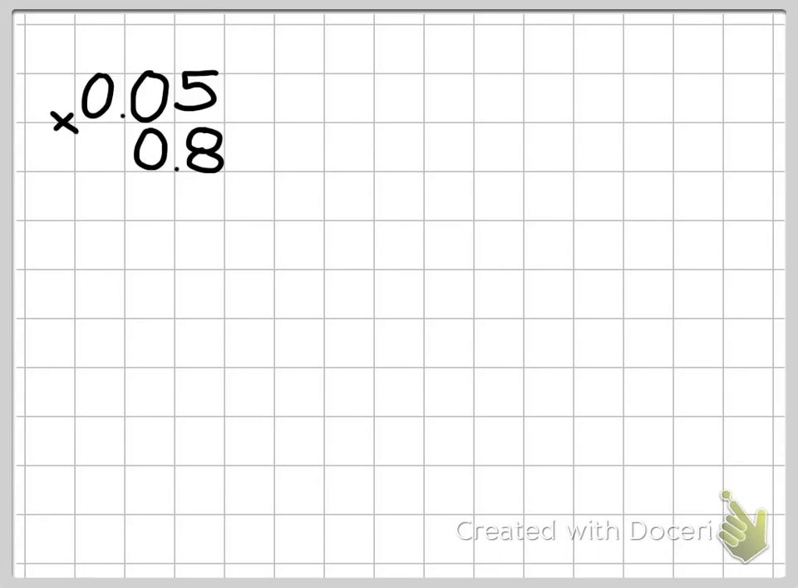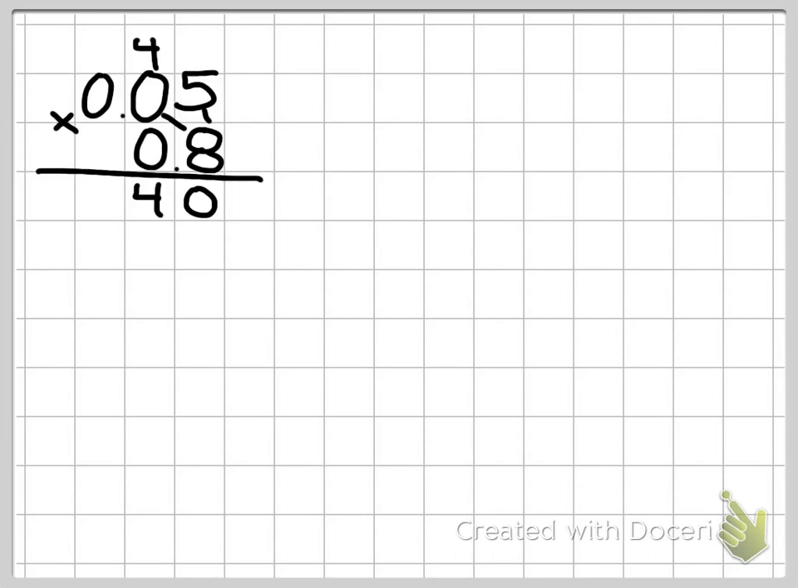So here we go. We're going to start off by multiplying 8 times 5, which is 40. And of course we'll carry the 4. And now we're going to do 8 times 0, which of course is 0. But we can't forget about this 4 here, so we'll add that in. And that would be 4.